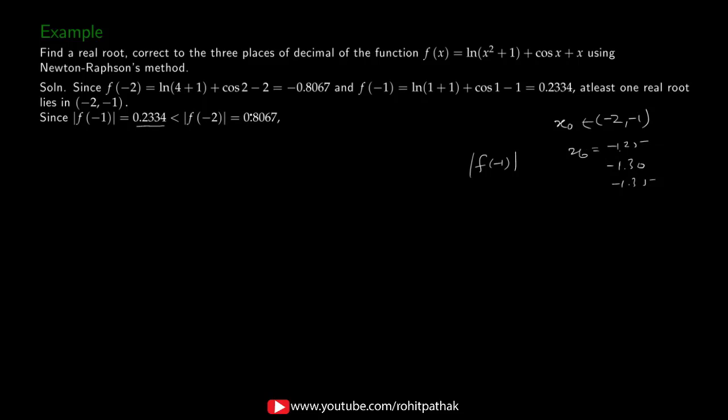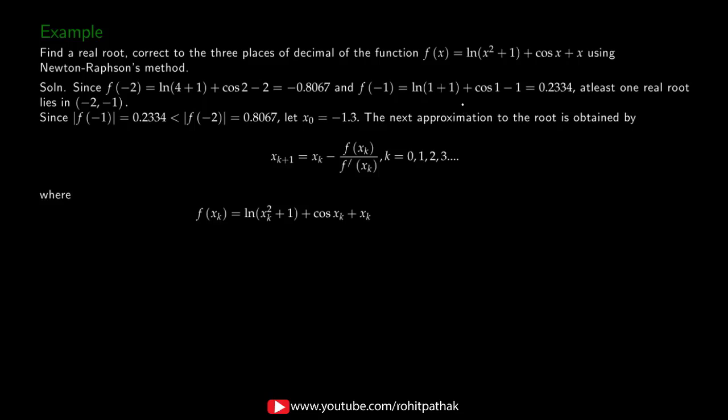Okay, this is a rough method, not necessary that you take near to -1. You can take -1.5 also. You can choose any value between -2 and -1. Using this criteria, roughly, we select x0 as -1.3. We assume that the root is close to -1, so we take x0 as -1.3. You can take -1.25 also. So starting from x0 equal to -1.3, the next approximation is by the Newton-Raphson method.